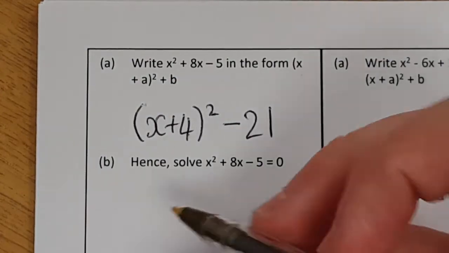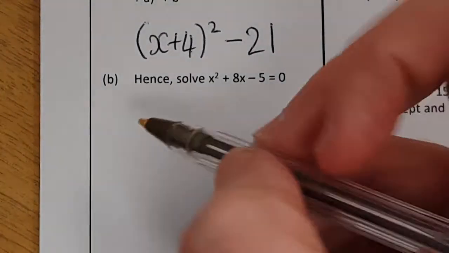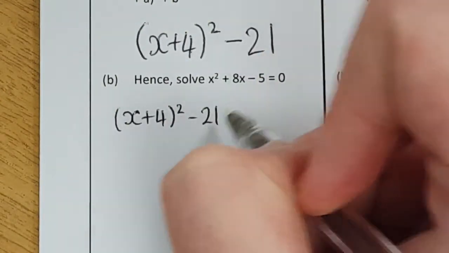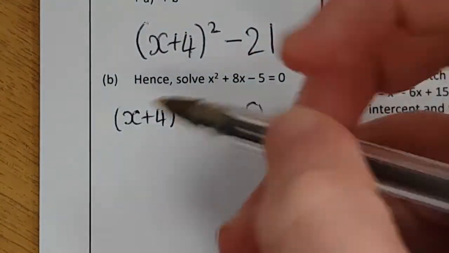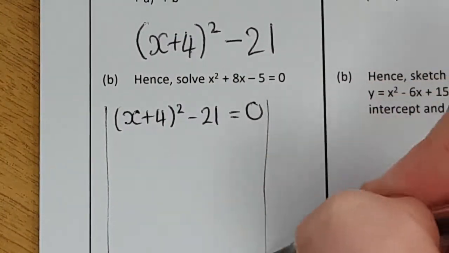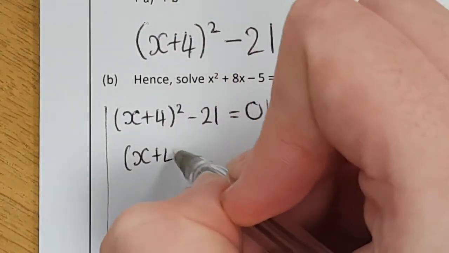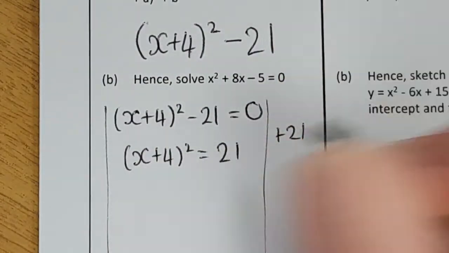Where it says hence solve, we're literally going to write that x plus 4 all squared minus 21 is equal to 0. And we're just going to solve to find what x is. So we're going to add 21 to both sides. You get x plus 4 all squared equals 21.